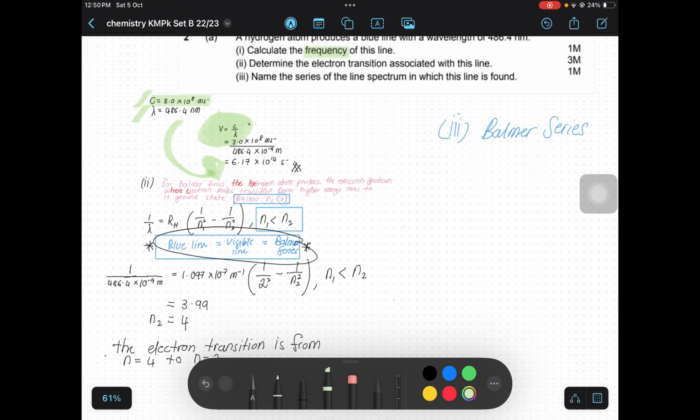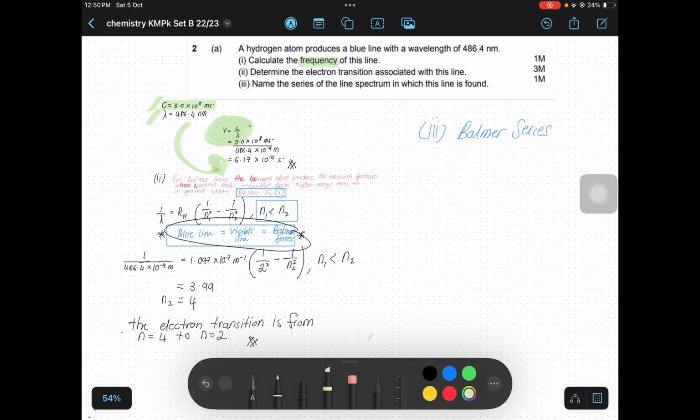For this question, I advise you guys to always put the units, even though it's not a final answer. If you don't remember what the unit for frequency is, you can just cancel out the same units in the calculation you did. So you will get this answer.